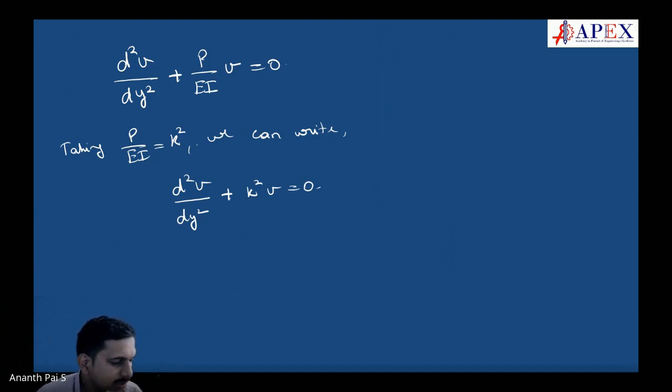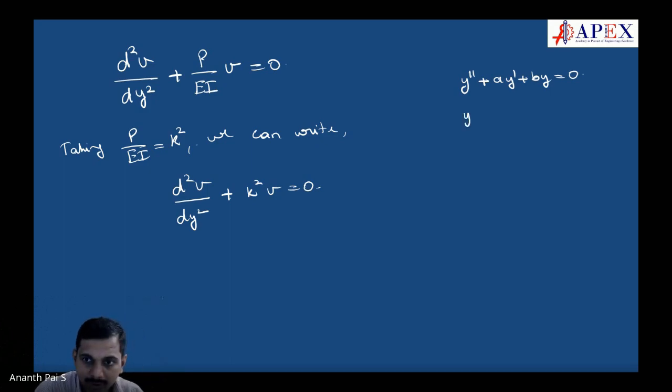What's the solution of this differential equation? How can you separate the variables? You cannot. What is this? Homogeneous equation of second order with constant coefficients. It is of the form y double dash plus a y dash plus b y is equal to 0. What do you have to assume?